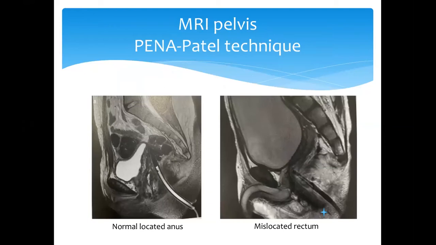So on the left of the screen, you can see a normally located anus within the center of the sphincter. However, on the right side of the screen, you can see the rectal tube posteriorly located to the asterisk. The asterisk I put marks where the muscle complex is. So basically this patient has an abnormal, or let's say mislocated, rectum with an incorrect surgical repair. And this will give an impression that this patient might have fecal incontinence because of the mislocated rectum.